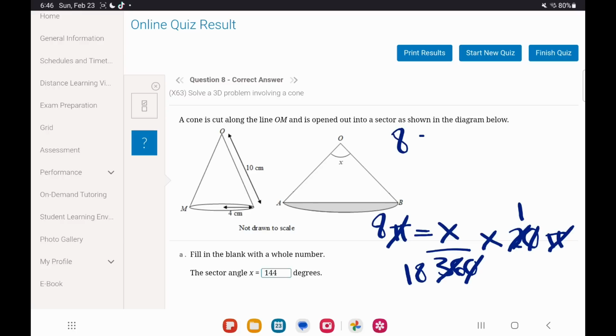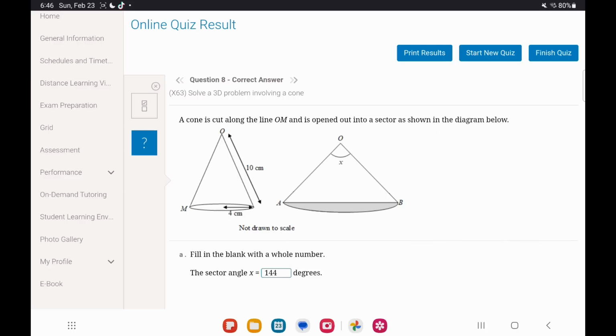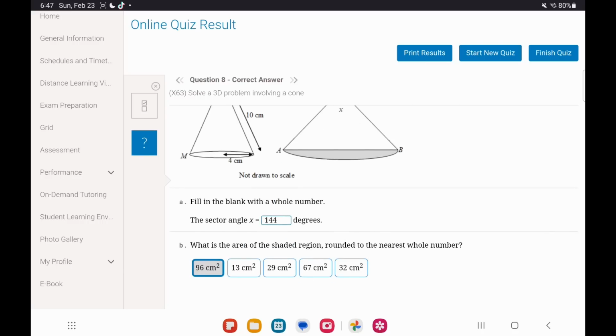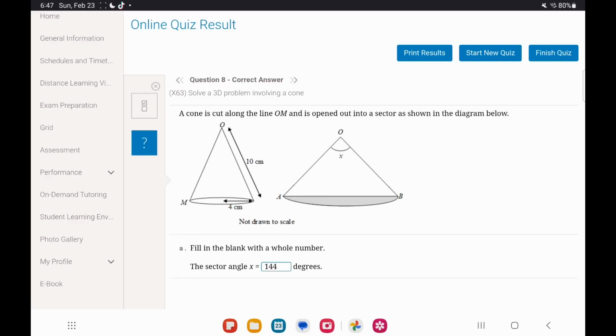So let's put it here. 8 equals x over 18. Oh my goodness. X over 18. 8 times 18, because cross multiplication, 8 times 18 is 144, so x is equal to 144, okay? Now, the area of the shaded region, okay, we do the area of the triangle minus the area of the arc, okay? So let's start with the area of a triangle because it's the easiest.